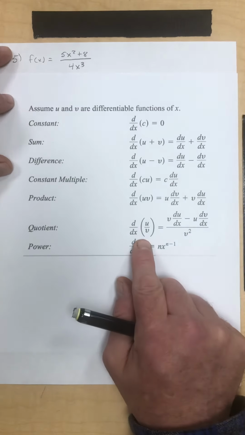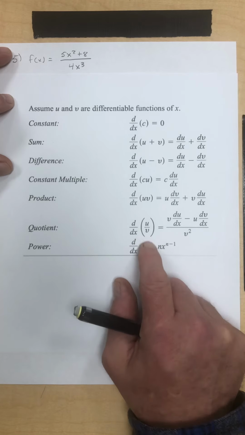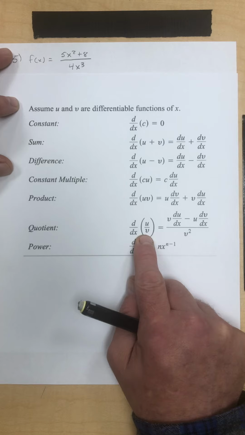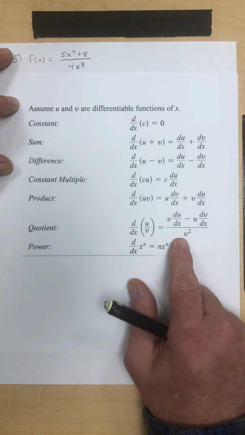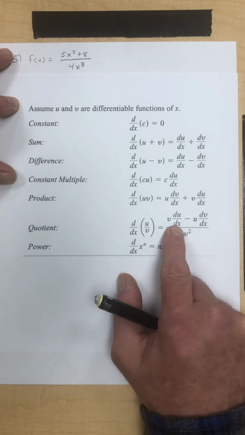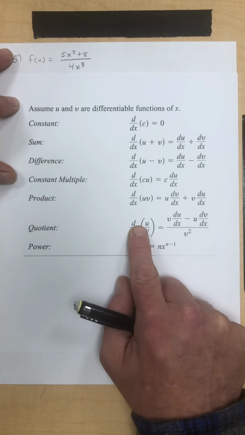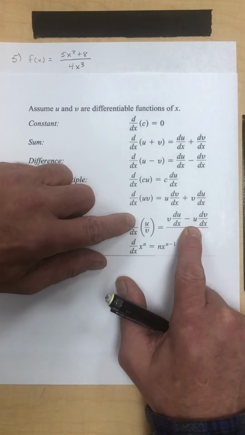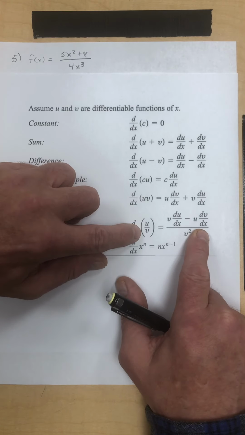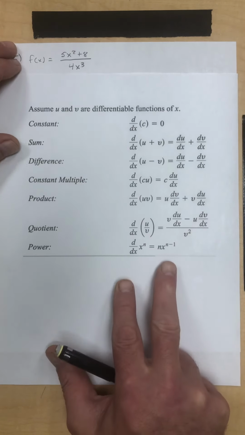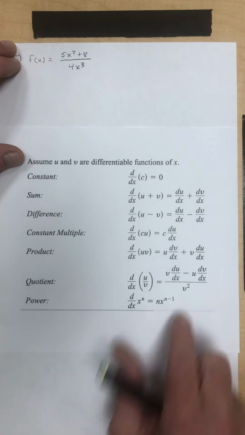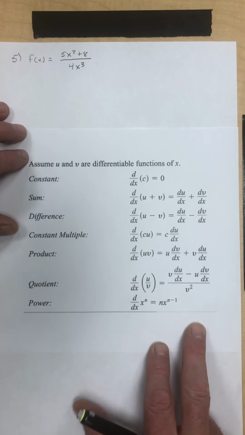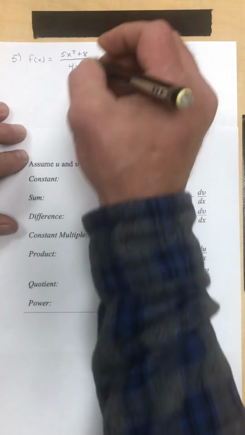Right here, where you're taking the derivative of a fraction. Notice the derivative: the denominator squared, v squared, becomes our new denominator. And then up here, it's the denominator times the derivative of the numerator, minus the numerator times the derivative of the denominator. So when you set this up, you have to be careful with this rule. This is a rule that normally will bother people at the beginning.